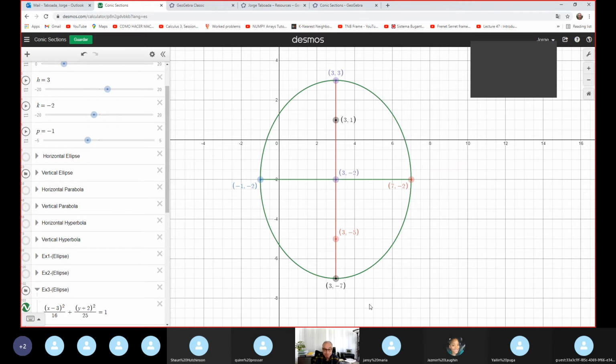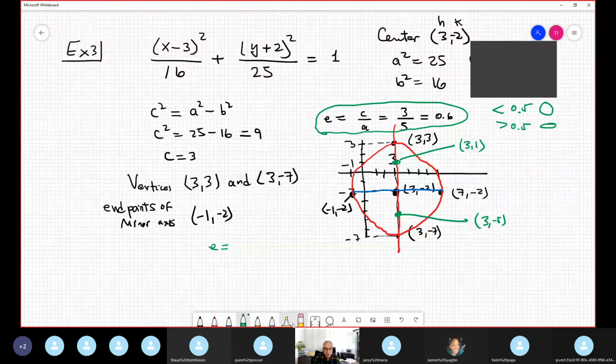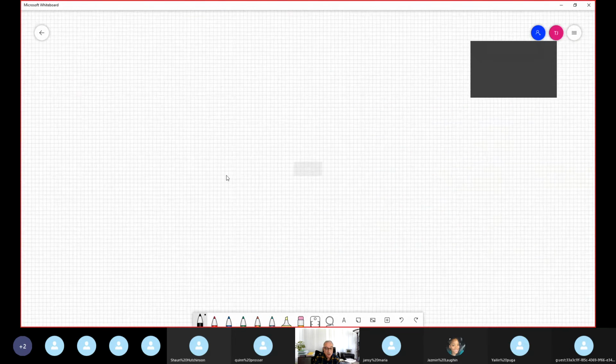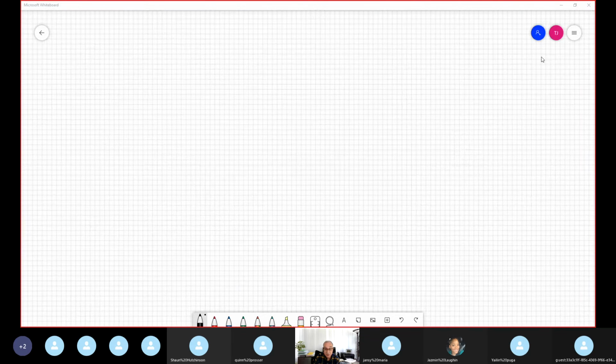Any question? Any question, guys? Okay. Let's move on to example 4. It's a little bit more complicated. Why? Because the equation for the ellipse is not expressed in standard form. So example 4.